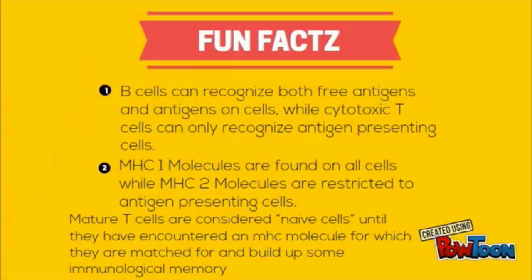So let's use an analogy to further explain this concept. Using its classic Webster Dictionary definition, if a cell is naive, it must be innocent. In this case, for a cell to lose its innocence, it must encounter a specific MHC molecule to build up some immunological memory.